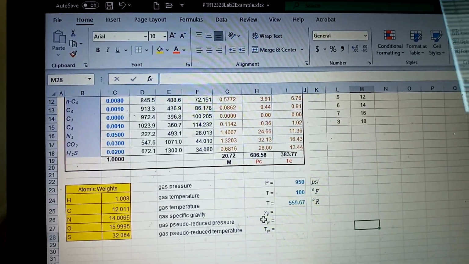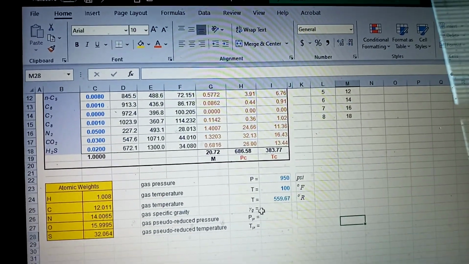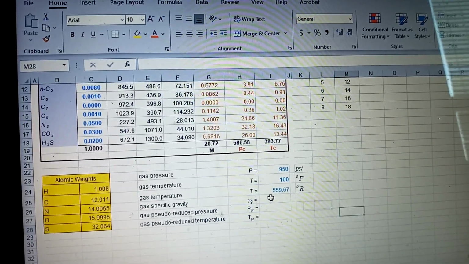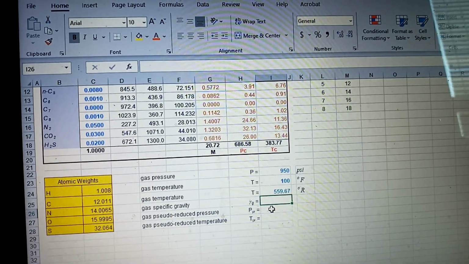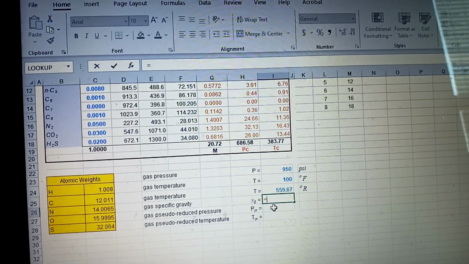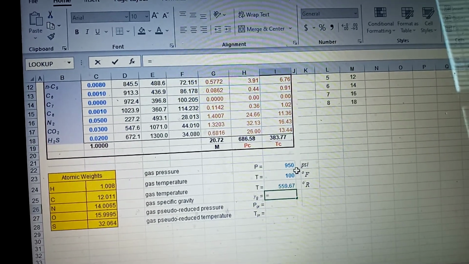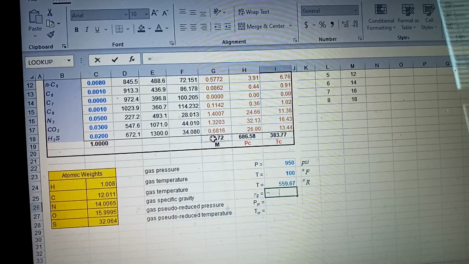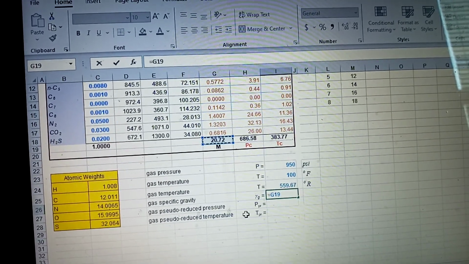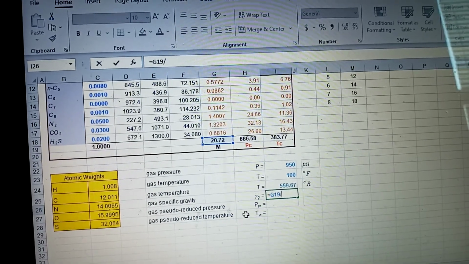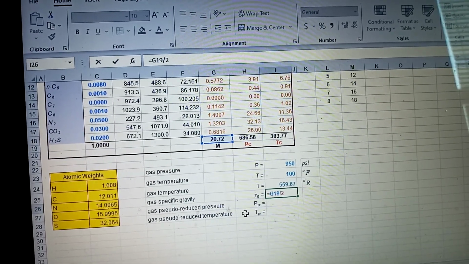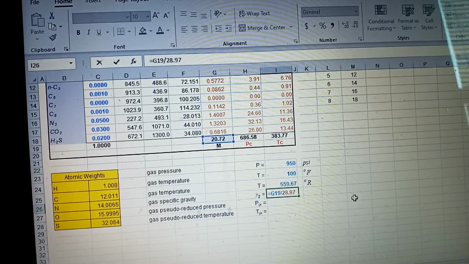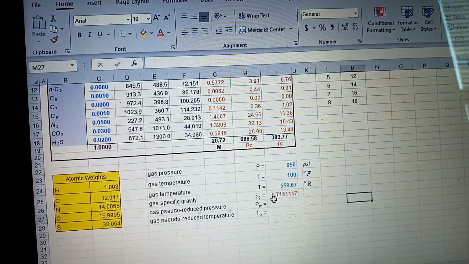So these are the three quantities the lab asks you to find: the specific gravity, the reduced pressure, and the reduced temperature. By definition, specific gravity is what? I'm going to do equals, the molecular weight of the gas divided by 28.97, which is the molecular weight of air. So where is the molecular weight of the gas? I'm going to click on it. That's 20.7. I click on that. That's the molecular weight of the gas. Then I do slash, divided by what? 28.97. So that's going to be the specific gravity of the gas, 0.715.